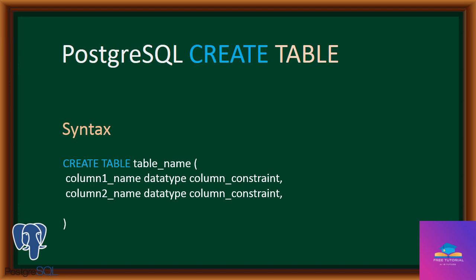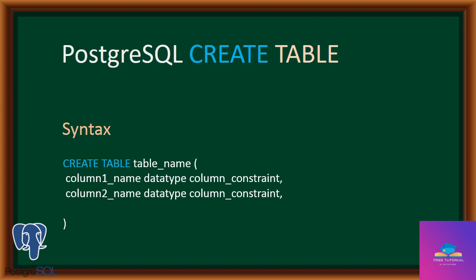And then if you want a constraint on the column, you also need to add that. A constraint basically is a condition that you apply to a column. For example, you can specify that you don't want that column to be empty. There must be a value. That is a kind of constraint.